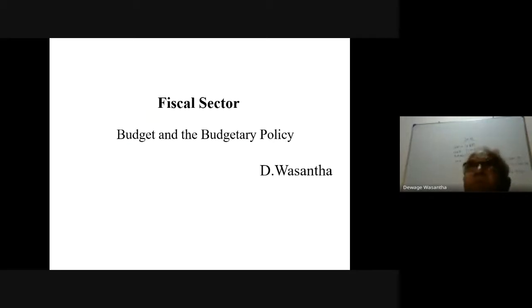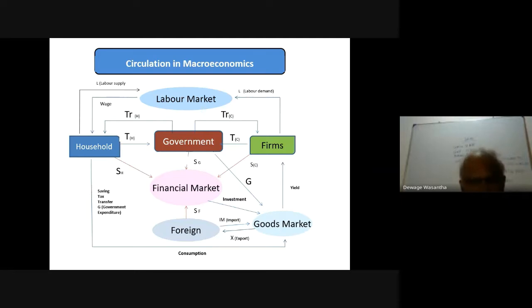Okay, now let's see the first few diagrams. This is our circulation of macroeconomics. Four sectors: household, government, firms, and the foreign sector. Four markets: labor market, financial market, goods market. Forces: labor demand, labor supply. Then economic activities: transfers, taxes, savings, investment, imports, exports, transactions. All the savings come to the financial market: firms' savings, government savings, household savings, and foreign savings.